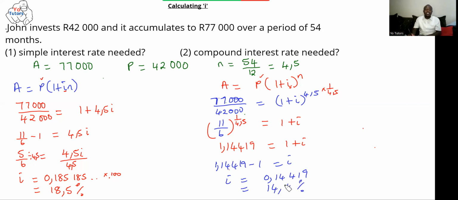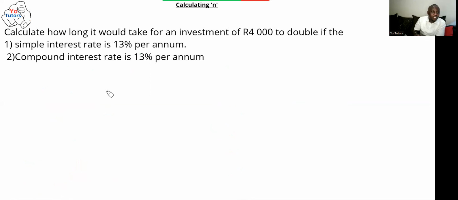Okay, so you can see that the percentage here for compound interest is less than the percentage for simple interest. Simple interest is a higher percent, and compound interest is a lower percent. Why? Remember from lesson 1, we said with compound interest, you earn more than on simple interest. So that's what we actually expect to see.